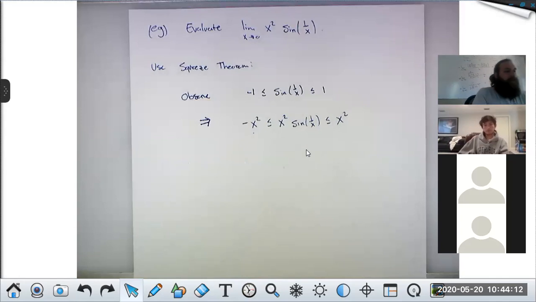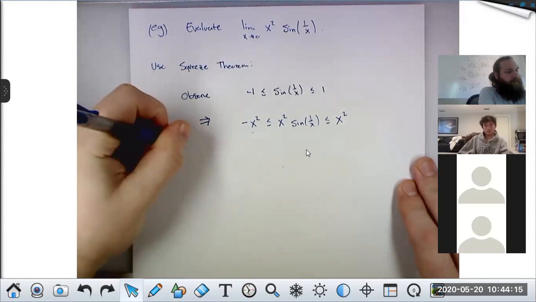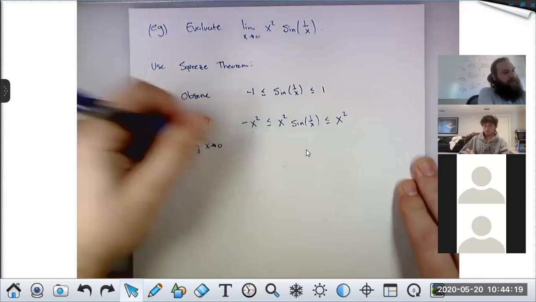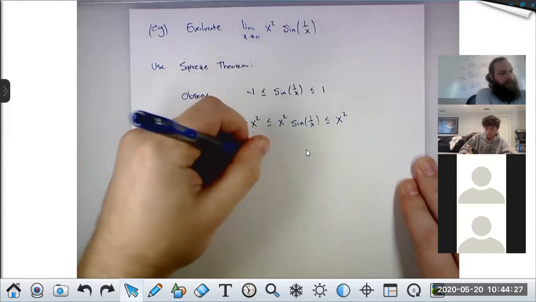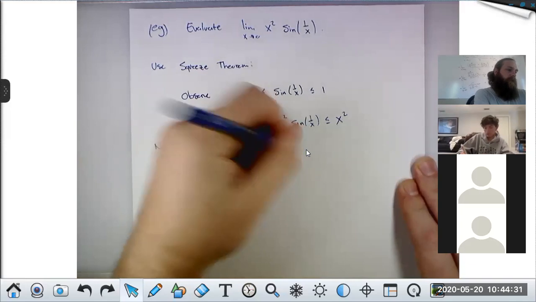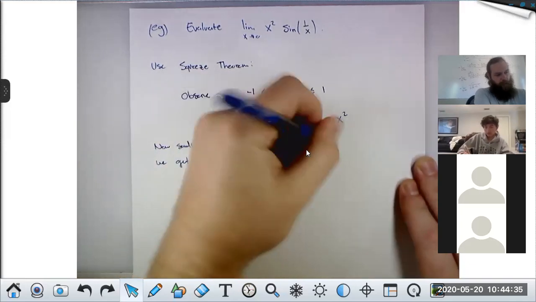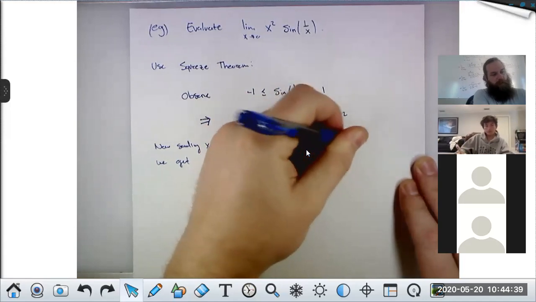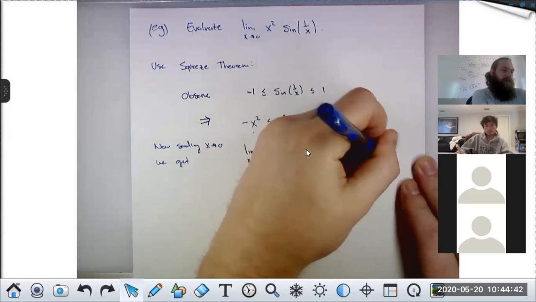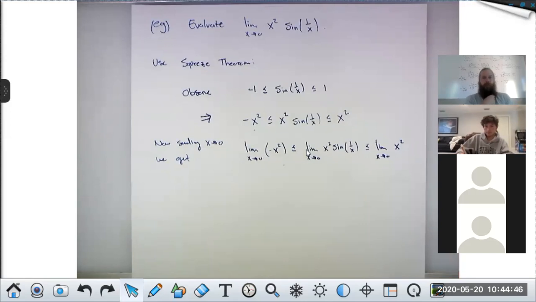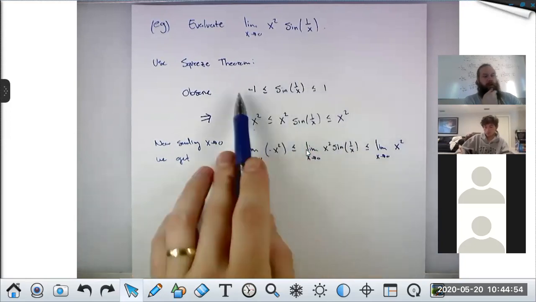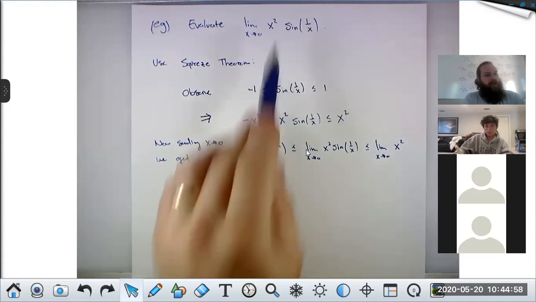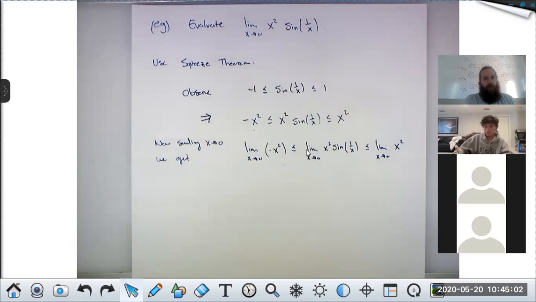So from here, I'm just going to take limits everywhere. Now sending x to 0, we get the limit as x goes to 0 of negative x squared is less than or equal to the limit as x goes to 0 of x squared sine of 1 over x is less than or equal to the limit as x goes to 0 of x squared. Once you have your squeeze-like inequality, which you usually build by starting with some obvious bound and then multiplying or dividing through by whatever is necessary to make your function show up in the middle, take limits everywhere. If the limits on the outside are equal, you'll see what you get.